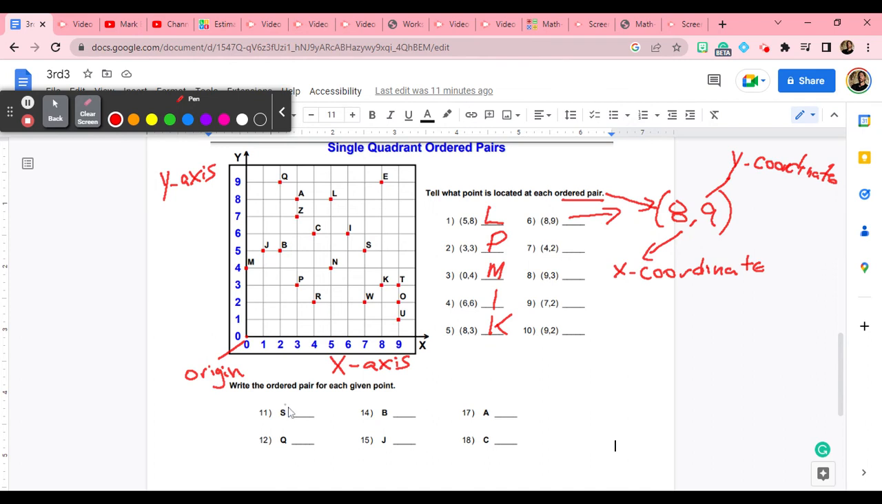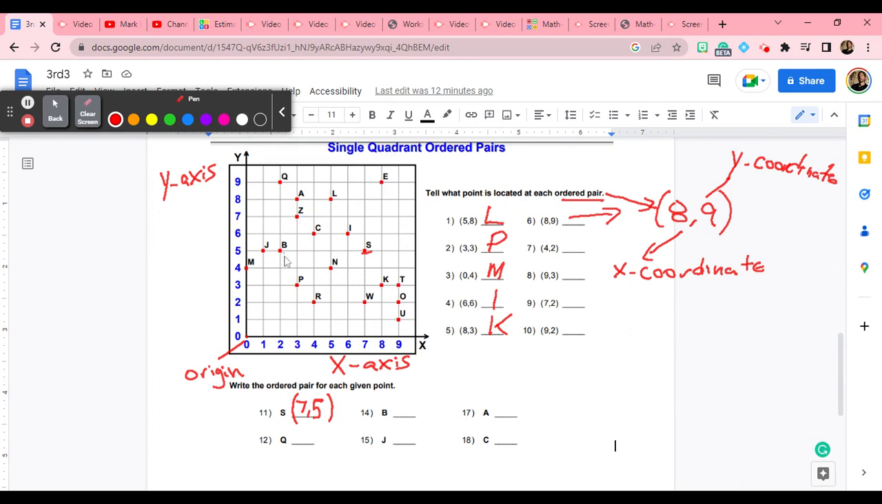All right, next, write the ordered pair for each given point. Okay, so S, let's find S. It's right here. So we would crawl across 7 before climbing 5. So that was 7 and 5. Okay, and separate them with a comma and put parentheses around it, just like we did over here. It's nice, neat, and orderly.